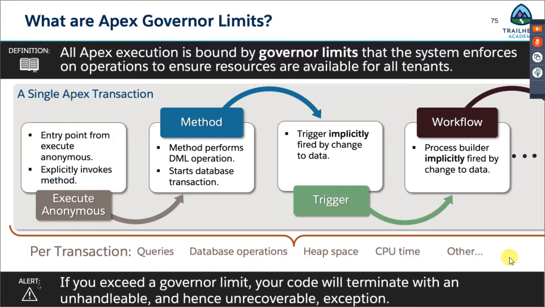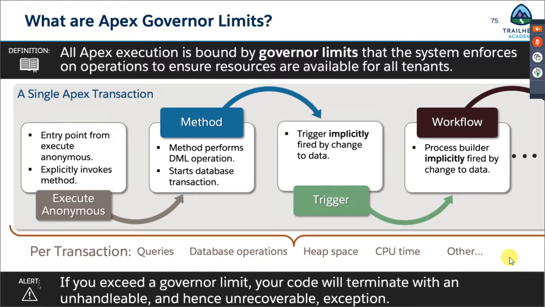Now, if you are that bad programmer, your code will stop executing with an unhandled exception called the governor limit, or the performance exception. An exception which you cannot put in a try-catch block. If you hit one of these, it's game over. The transaction terminates.